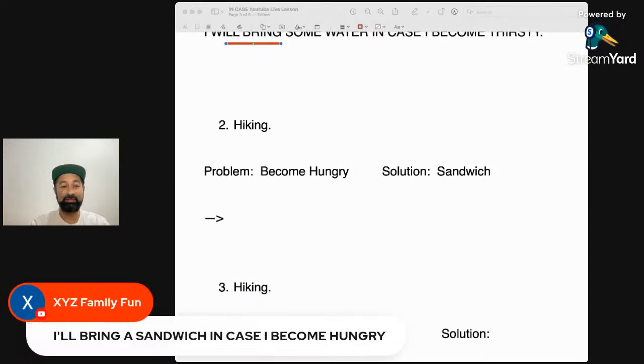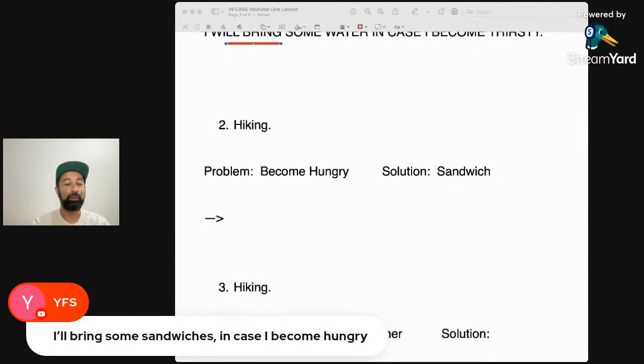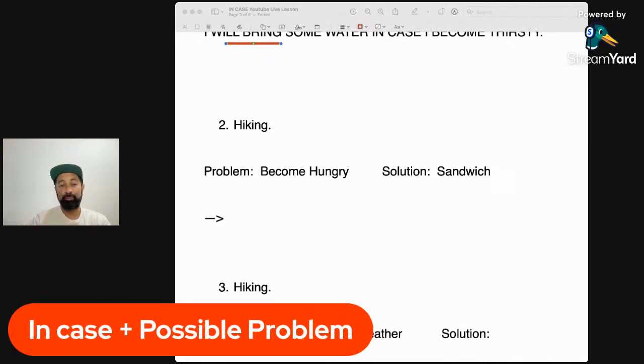So XYZ's answer here is, I'll bring a sandwich in case I become hungry. Perfect. YFS, I'll bring some sandwiches in case I become hungry. Perfect. Both answers are perfect. We can use different verbs. It doesn't have to be only bring.